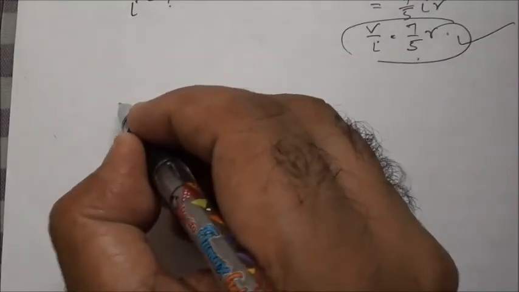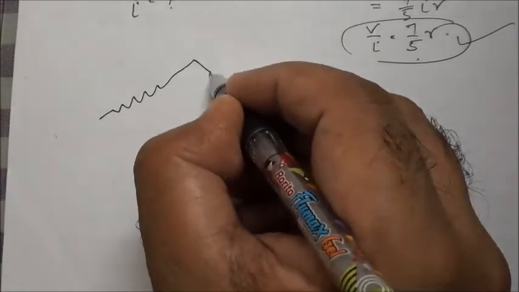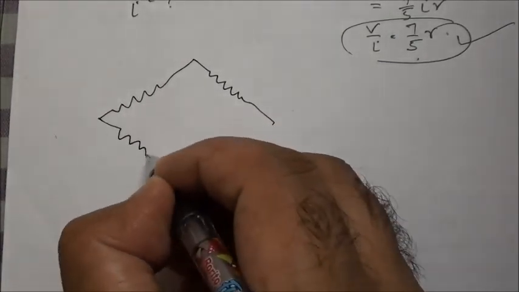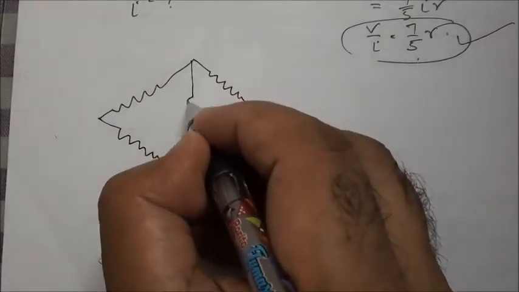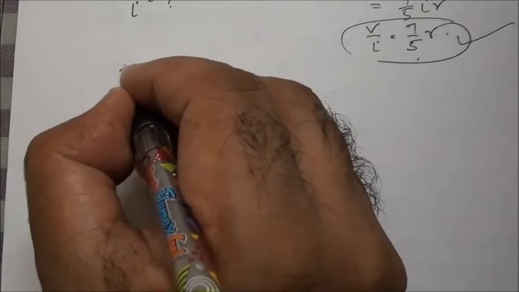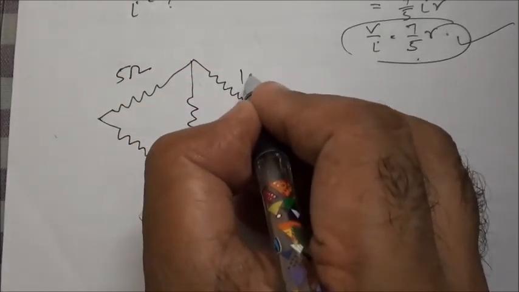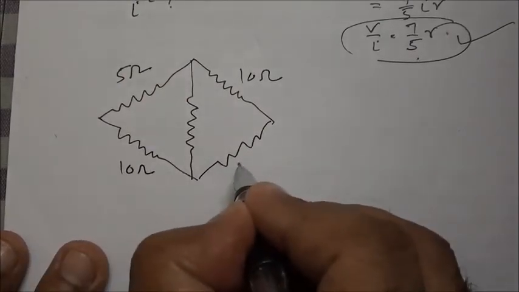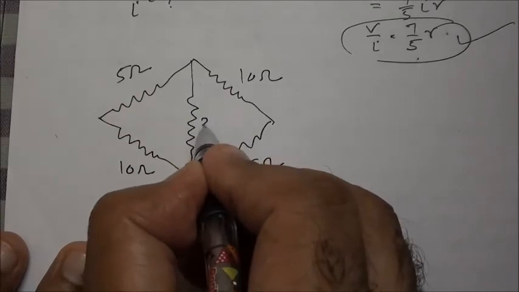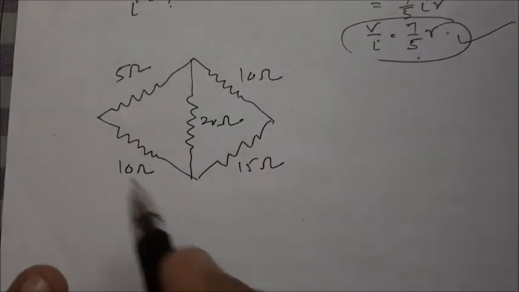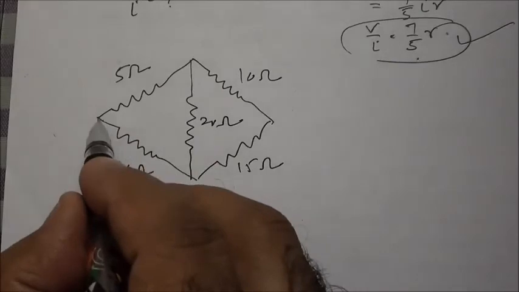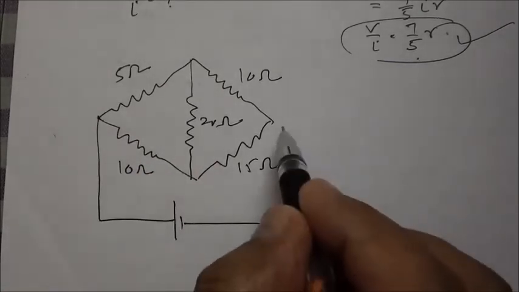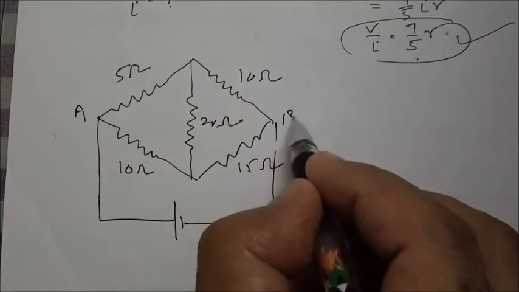Now if you have any other problem where the things are not symmetrical, let's take an example, say I am taking a bridge which is not balanced and not even symmetrical. Say for example it is 5 ohm, 10 ohm, and this be 10 ohm, and let us say this is 15 ohm, and let this be 20 ohm. So now it is not balanced, it's not even symmetrical. So what we can do is we have to find out the equivalent resistance between A and B.